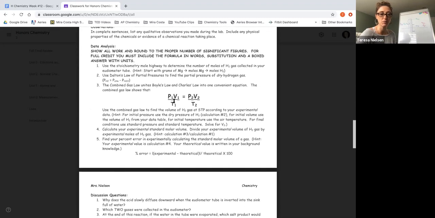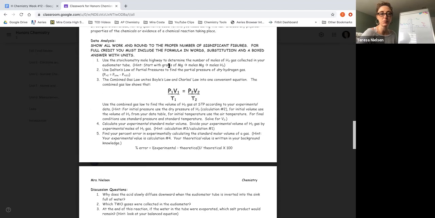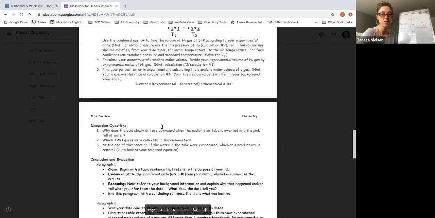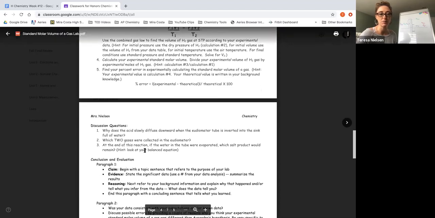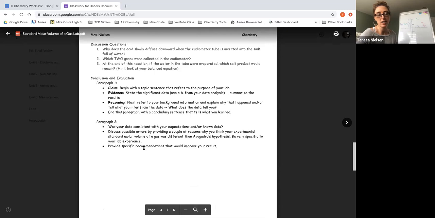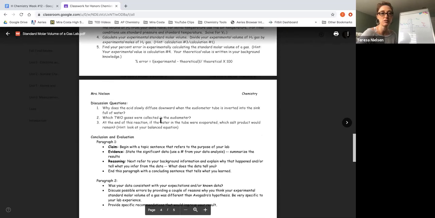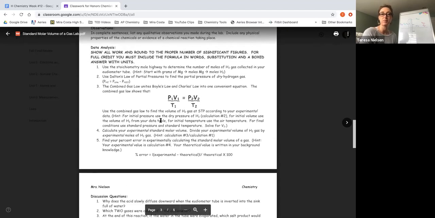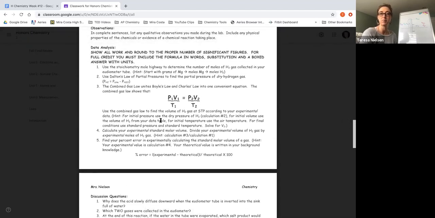But what I'd like you to work through in your small groups right now is the data analysis. So I'm going to break you up into groups, and hopefully you can work through numbers 1 through 5. And then we'll come back and talk about these discussion questions. And then your homework this evening is going to be to write a conclusion and evaluation. And then you'll take pictures of your lab notebook or scan your lab notebook and submit those in Google Classroom by tomorrow morning at 8 o'clock.